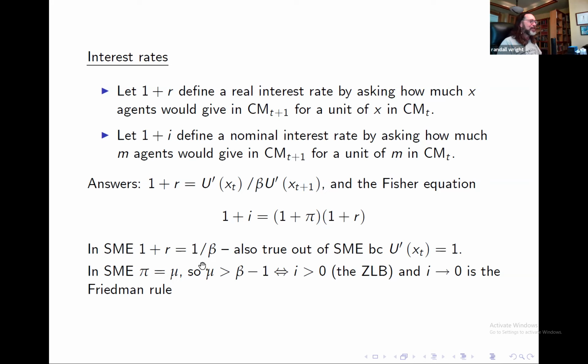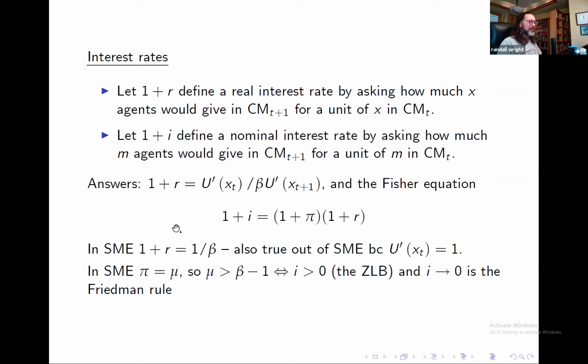That's their marginal rate of substitution when X is constant. Let me ask about it. We define a nominal interest rate, 1 plus i, by asking how many dollars you'd give up in the next centralized market to get $1 today. Define that as the nominal interest rate.